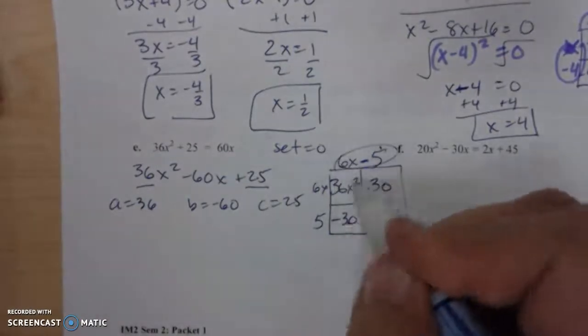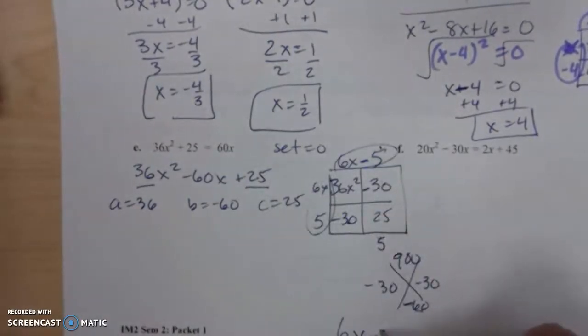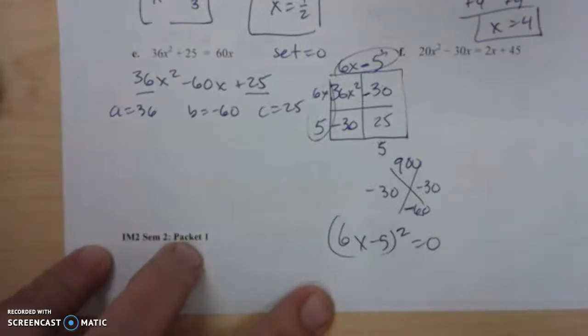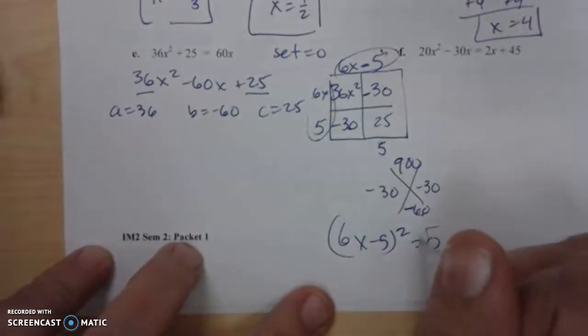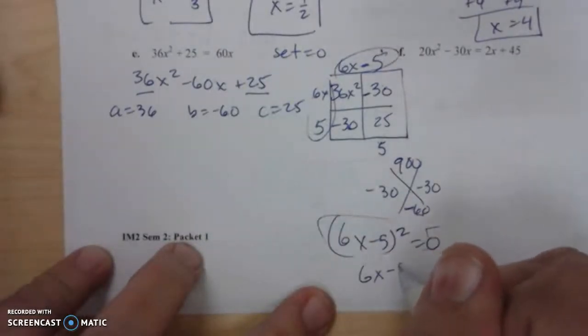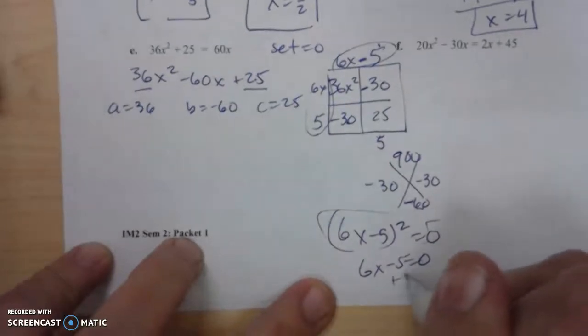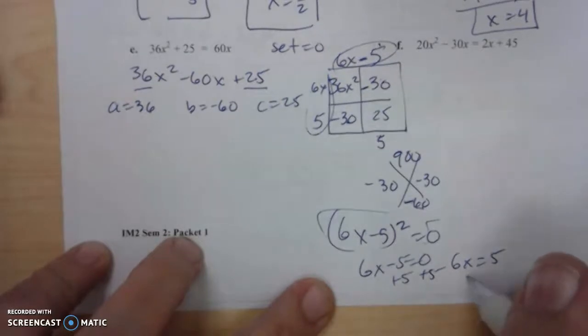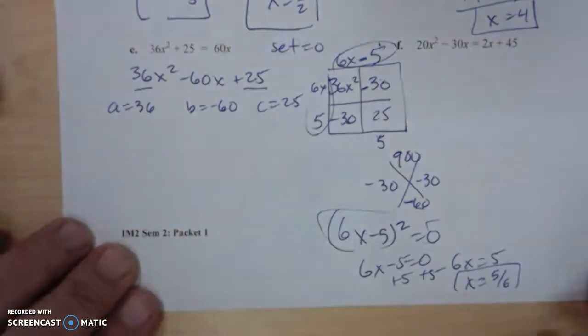So I can easily factor this as 6x minus 5 squared equals 0. Sorry, you need to see that. Take the square root of both sides. You're going to get 6x minus 5 equals 0. Add 5 to both sides. You get 6x equals 5, or x equals 5 over 6, right? That's kind of a big mess.